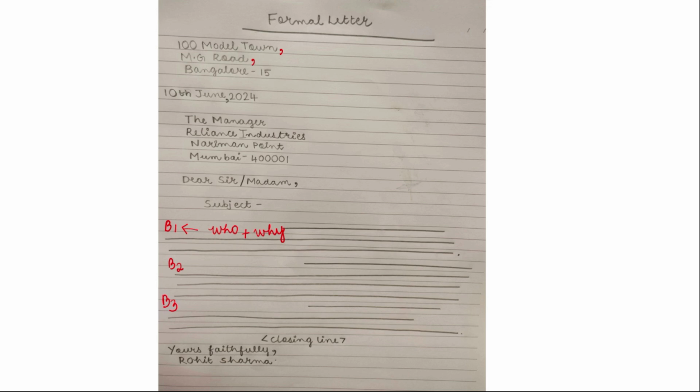So you can say, which shop did you buy it in? When did you buy it? What is the model of the television? Then what happened exactly? What is the problem? And B3, you can write, how do you want it to be replaced? And whether you want your money back or you want another replacement model, whatever. And your closing line could be, awaiting a positive reply soon. Yours faithfully, comma, Rohit Sharma.